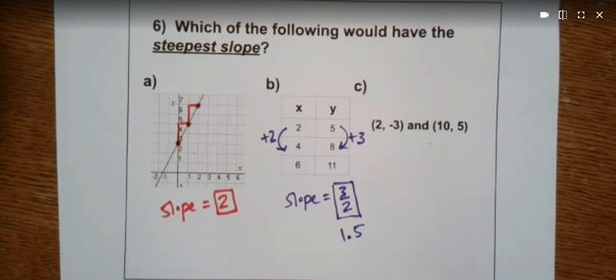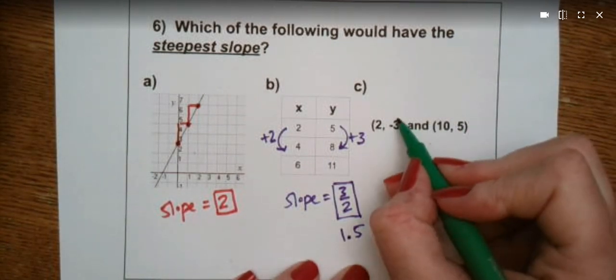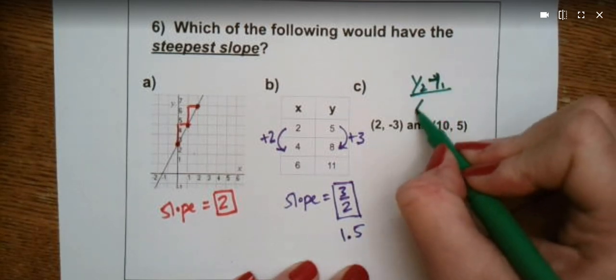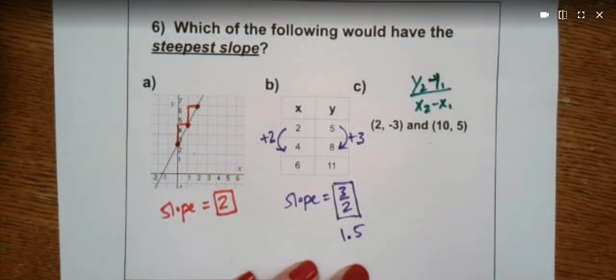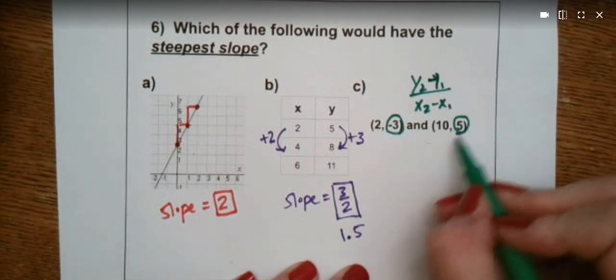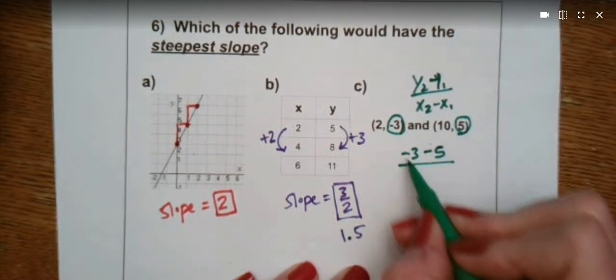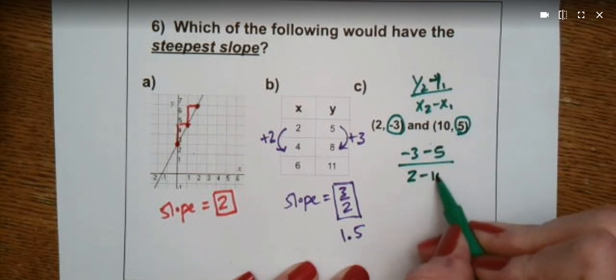In order to find the slope of 2 points, I use the slope formula. Remember how I'm going to subtract the y's, and then I subtract the x's. Okay, so on the y's, subtract them first, -3, subtract 5, and then I've got the x's, 2, subtract 10.